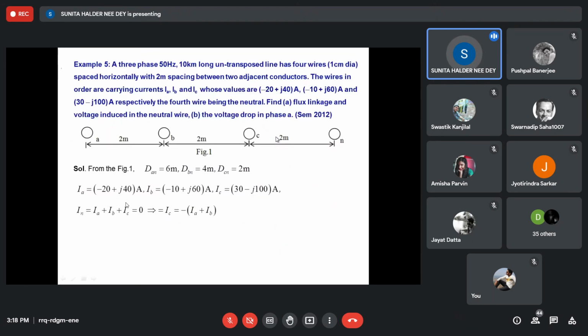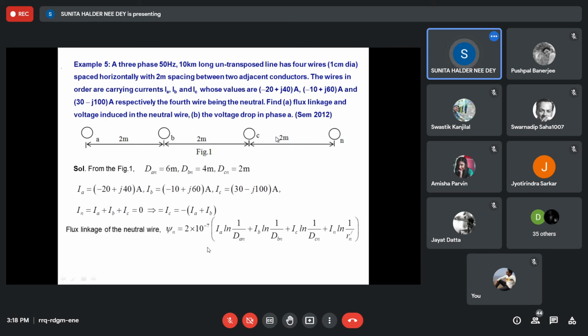Similarly, let us go for another example which is very common, where the system is not balanced. Neutral is carrying some current. Now you see, the summation of currents is 0, right? But the currents are not balanced, right? In that case, there will be an EMF induced in the neutral. Now say this is the configuration of the line. Now IA, IB, IC are these. So neutral current is 0 and IC equals minus (IA plus IB).